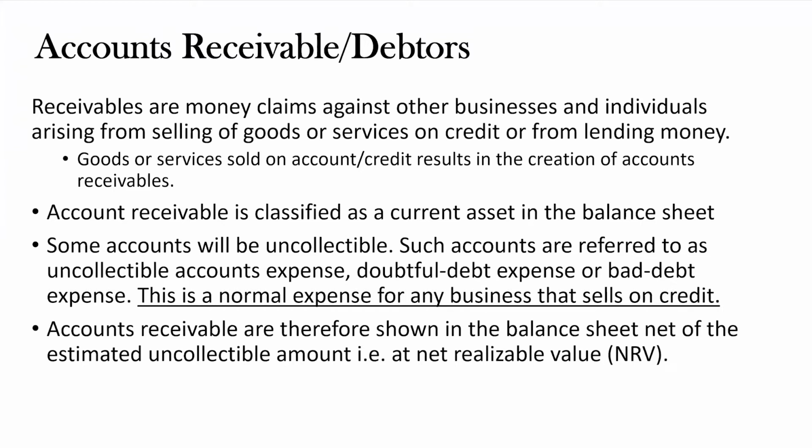Our accounts receivable should be shown in our balance sheet net of the estimated uncollectible accounts. What that means is that we need to provide for these uncollectible accounts and show the net realizable value. So yes, maybe you had $1,000 worth of outstanding accounts receivable. But remember, some of these persons may not pay us for more than one reason, and we therefore need to provide for that and show the true value of this asset, the true value of our accounts receivable.